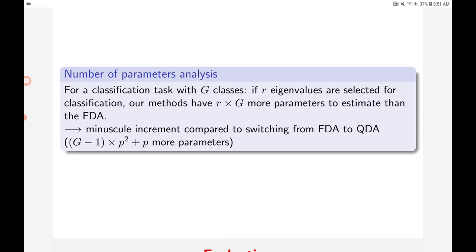And we have the following analysis of the number of parameters. For a classification task with G classes, if R eigenvectors are selected for classification, then our method has R times G more parameters to estimate than Fisher discriminant analysis. However, this is really a minuscule increment compared to switching from Fisher discriminant analysis to quadratic discriminant analysis, which will result in G minus 1 times p squared plus p more parameters.